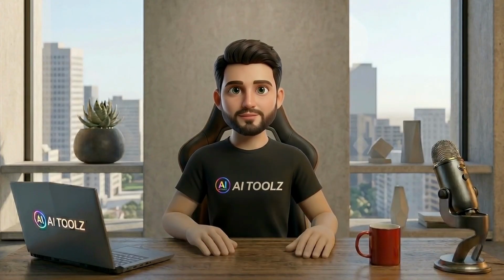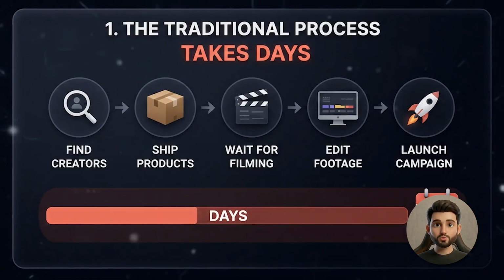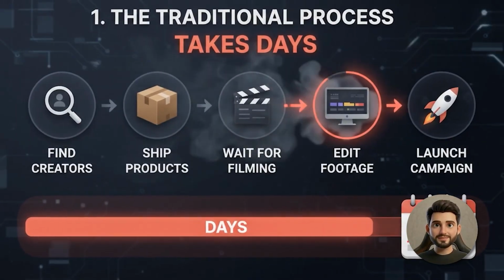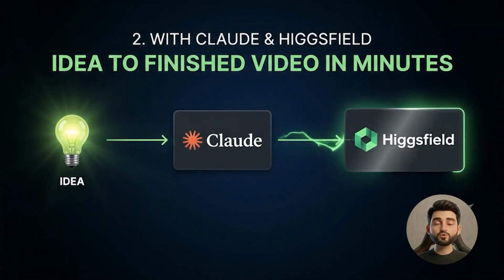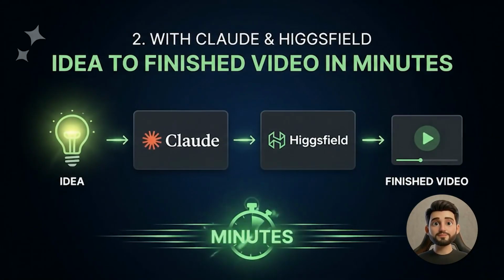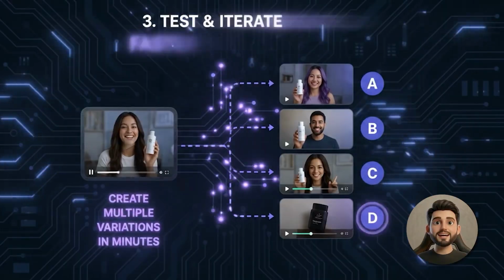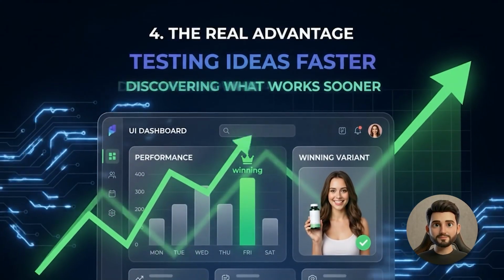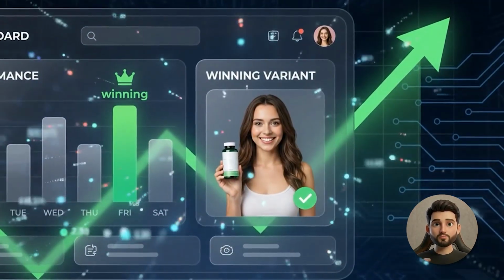Now think about the traditional process. Creating UGC ads can take days. You need to find creators, ship products, wait for filming, edit the footage, and then finally launch your campaign. With Claude and Higgsfield, you can go from idea to finished video in minutes. More importantly, you can test and iterate faster than ever before. And that's the real advantage. Not just creating content faster, but testing ideas faster and discovering what works sooner.